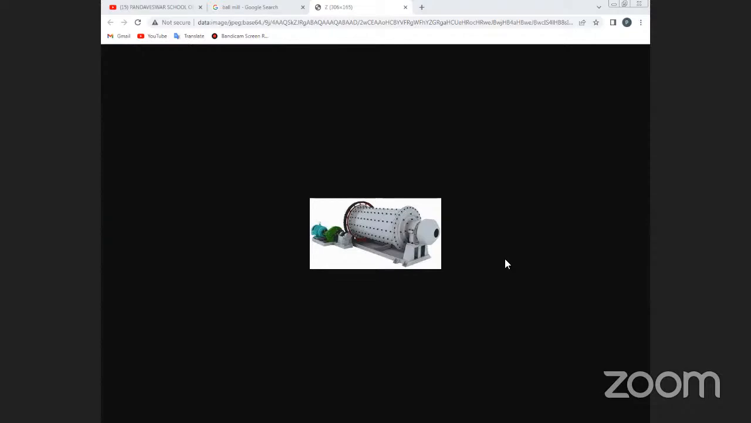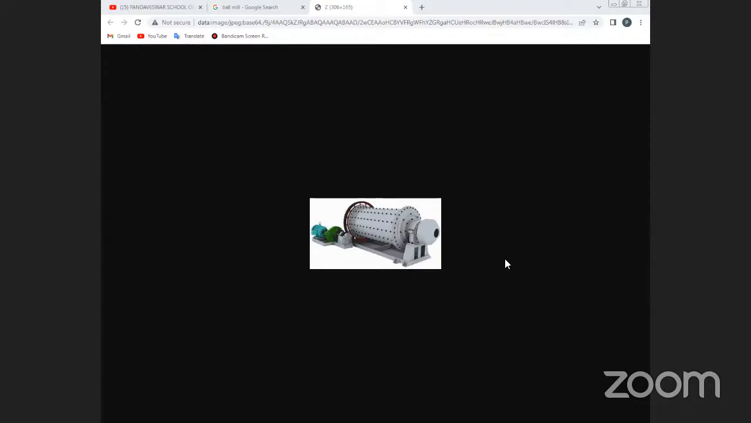In case of optimal speed, that is 2/3 of the critical speed, the balls are carried to the top of the mill and fall in a cascade manner. This results in impact of the balls on the material and attrition of the particles between the balls. So optimal speed is the best for size reduction in the ball mill.